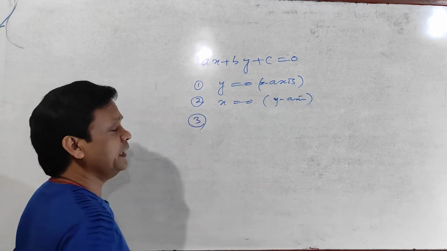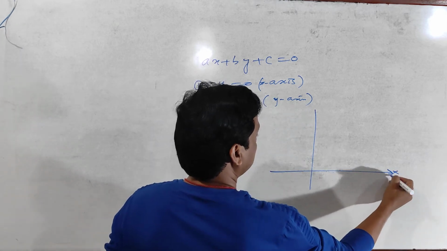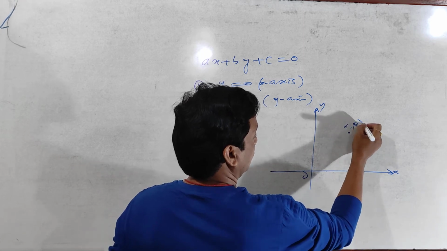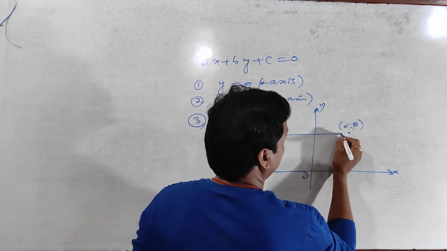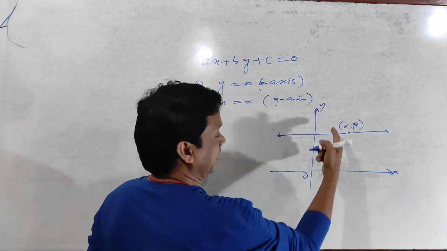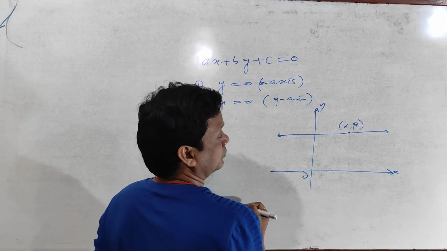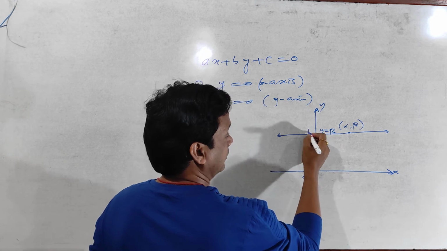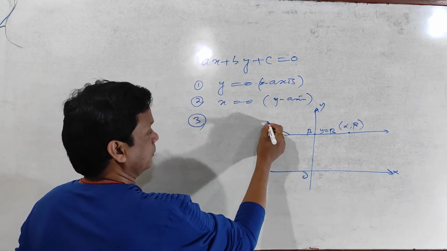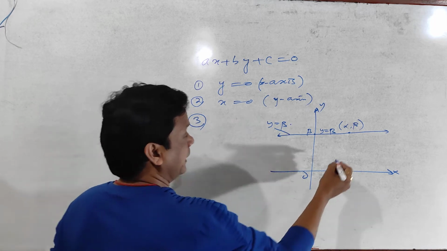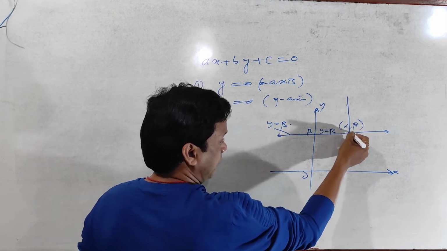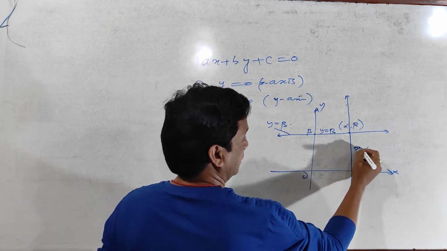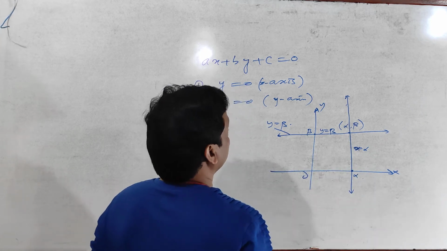And number 3, see here, this is the x-axis and this is the y-axis, and this is a point whose coordinate is alpha, beta. The equation of any line passing through alpha, beta and parallel to the x-axis is y equal to beta, because the y coordinate will be beta. And the equation of any line passing through alpha, beta and parallel to the y-axis is x equal to alpha, because this point is alpha.